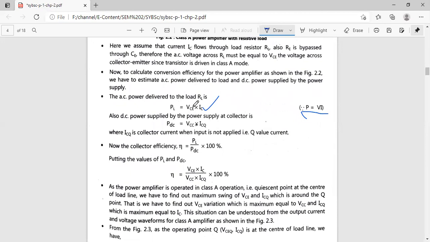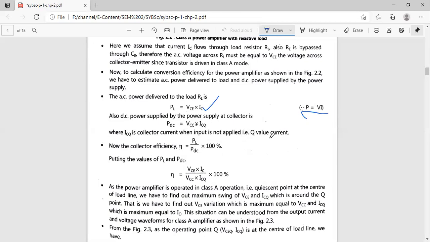What is the voltage across that resistor? The collector to emitter voltage, VCE, into IC, whatever collector current is flowing. So you can write the AC power delivered to the load RL as PL is equal to VCE into IC. Also, the DC power supplied by the power supply at the collector can be calculated as PDC is equal to VCC into ICQ. Simple. Where ICQ is the collector current when the input is not applied. If you are not applying any input, still there is some collector current, and that is ICQ, the Q point current.